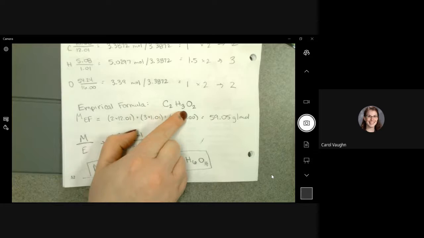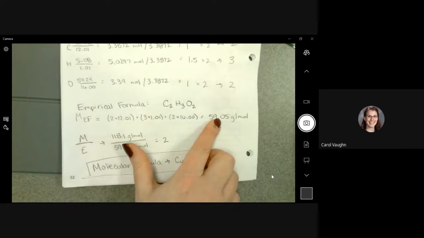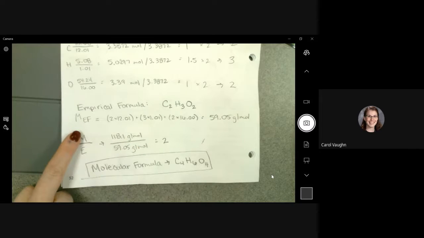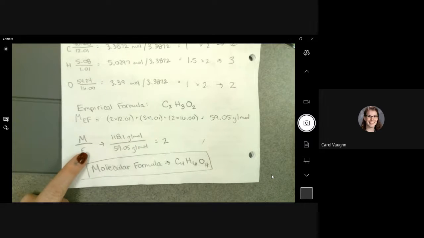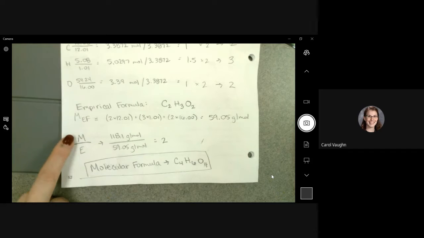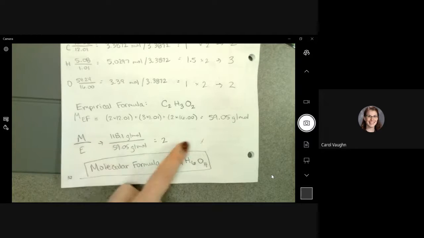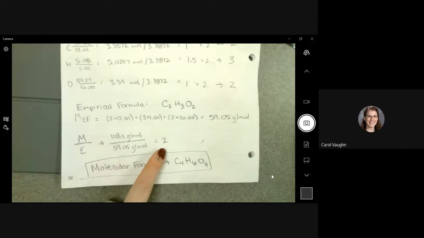So that's why I took my empirical formula and calculated the molar mass of it. It's always going to be molar mass compared to the empirical formula. So it spells MEE, right? So molar mass is always on top. I took the number from my problem, divided it by the empirical formula molar mass that I just calculated, and it gave me a whole number.